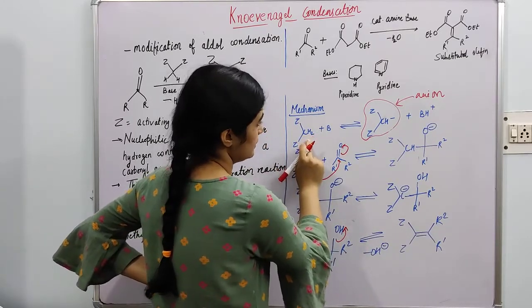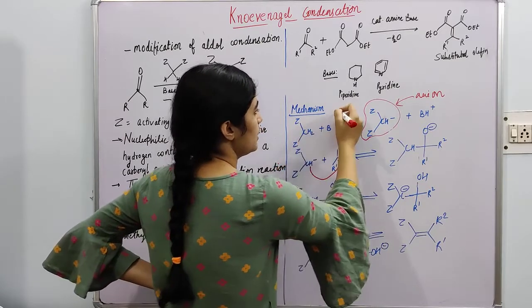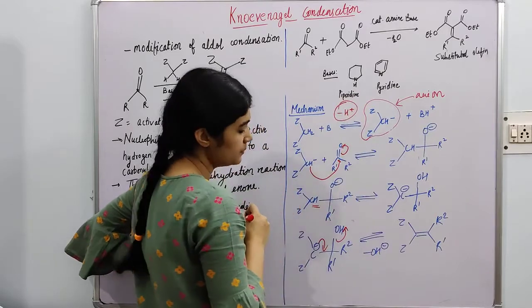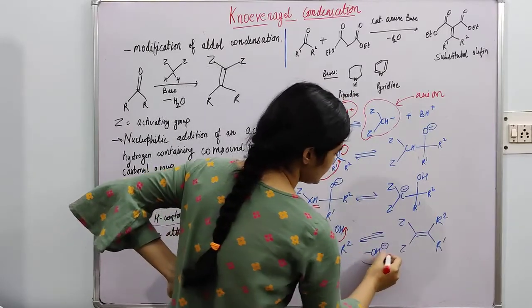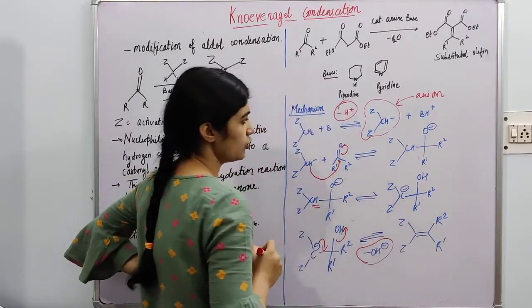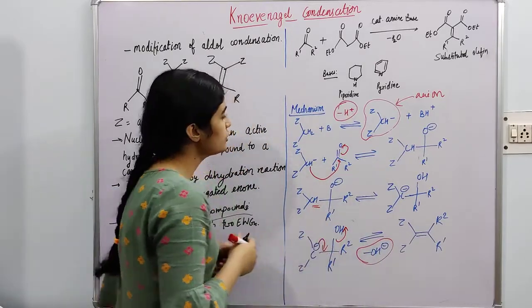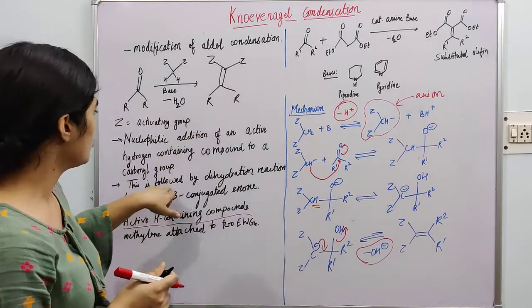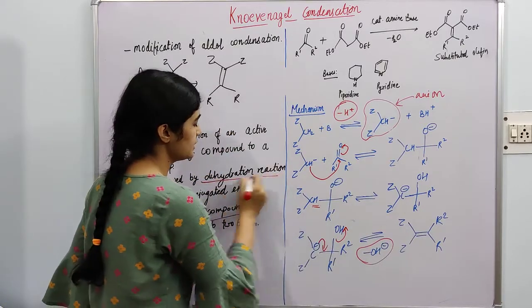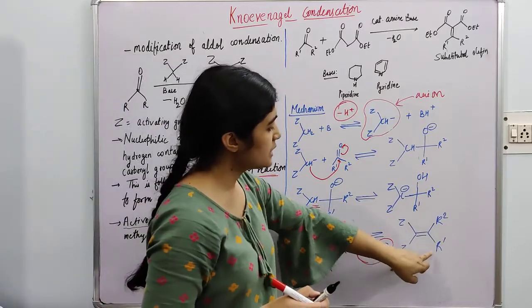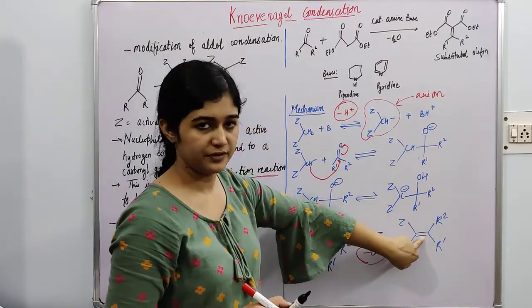In the first step, H positive is being lost. In the last step, an OH negative is being lost. So these two combine and form a water molecule. So that's why we said followed by dehydration reaction. It's removal of a water molecule. So that is happening, and you're getting substituted olefin.